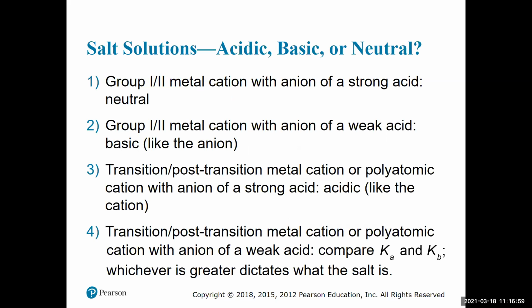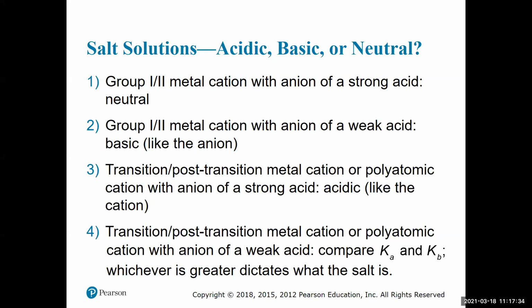So just to kind of sum up what we talked about in these last few slides. So salt solutions, are they acidic, basic, neutral? Well, we said you got to look at the cation and evaluate it. You got to look at the anion and evaluate it. For group 1 and 2 metal cations with an anion of a strong acid, that would be neutral. Because remember, we said anions of a strong acid, neutral. We said those 1 and 2 cations, neutral. So overall, it would be neutral.